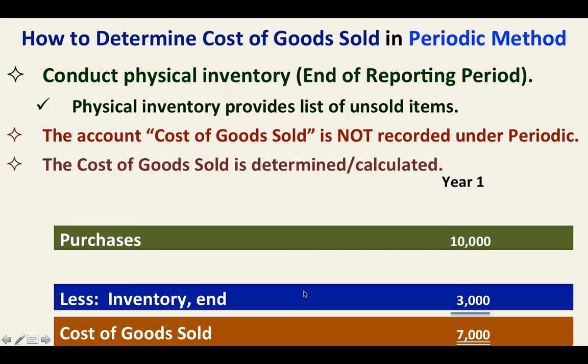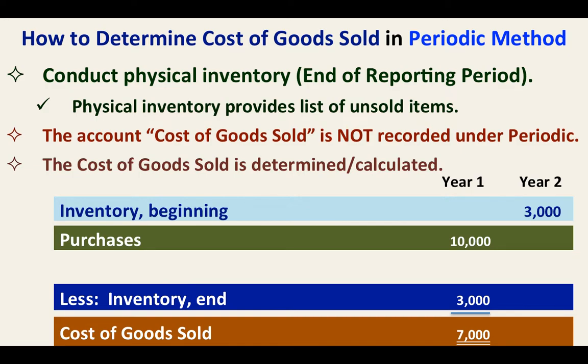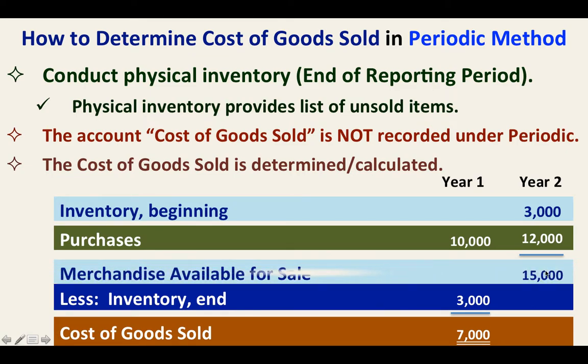For year two, for example, on our second year, this inventory end, these items that were not sold in year one, will be your inventory that will be available in the beginning to be sold. Okay, yan ang pwede pa nating ibenta. And we will of course have purchases for the current year, year two. This inventory beginning plus purchases, if we add them, is what you call the merchandise available for sale.